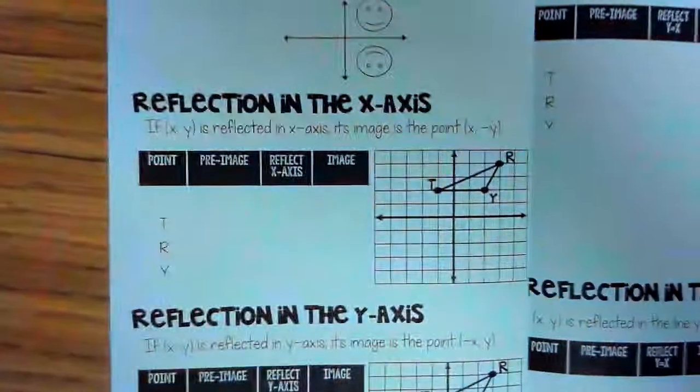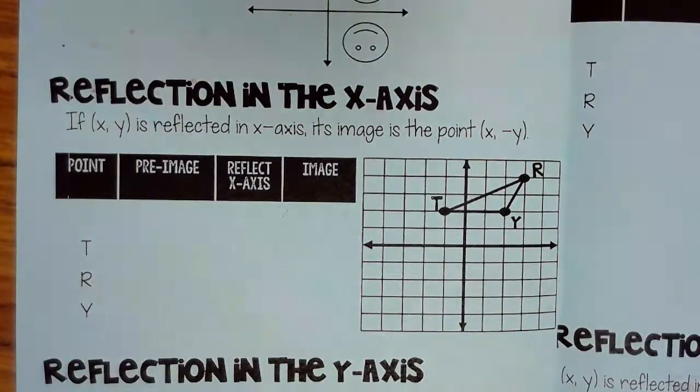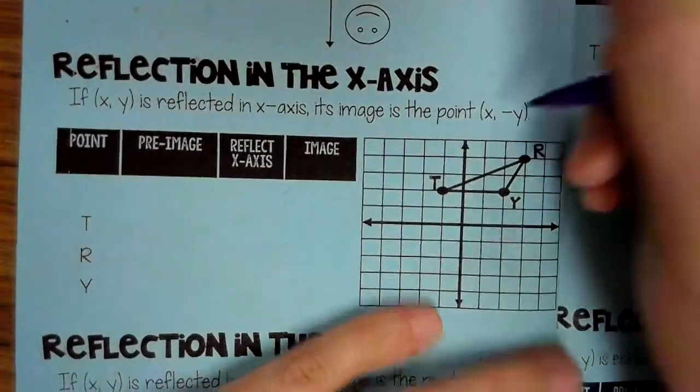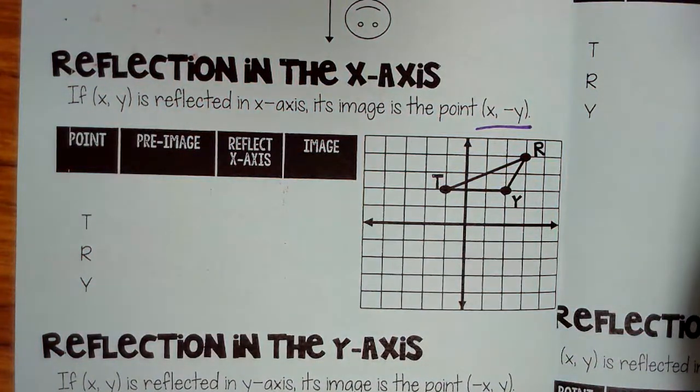So let's start with a reflection in the x-axis. So if (x, y) is reflected in the x-axis, its image is the point (x, -y). So I'm going to show you how this rule works, and then I'm going to show you how to do a reflection without using the rule.